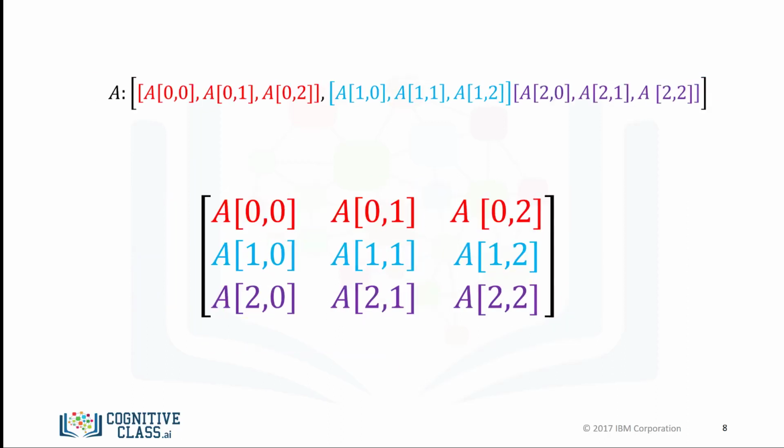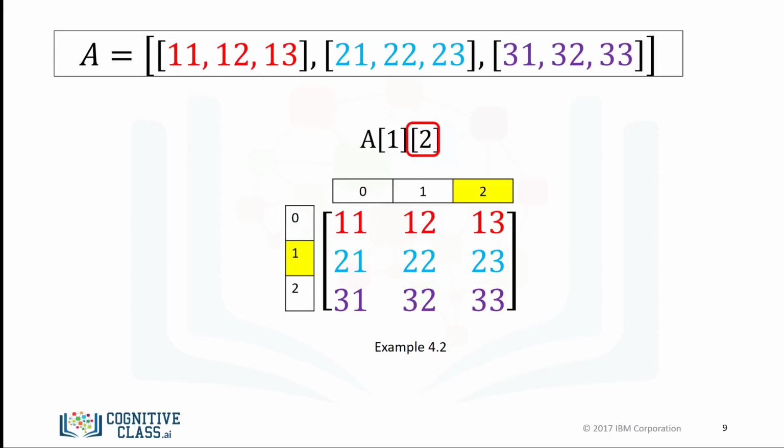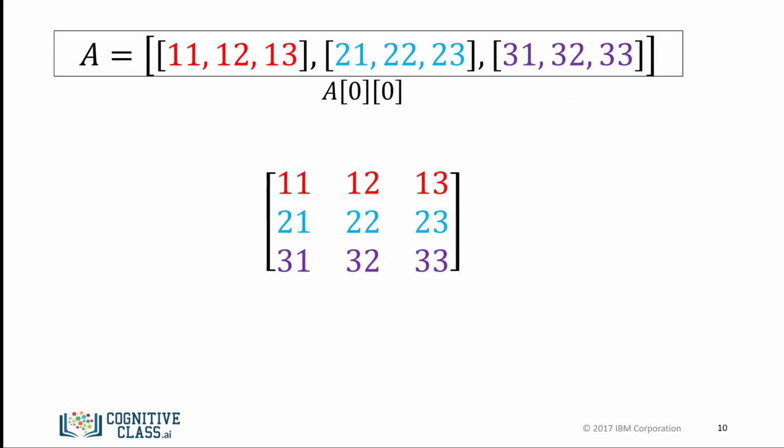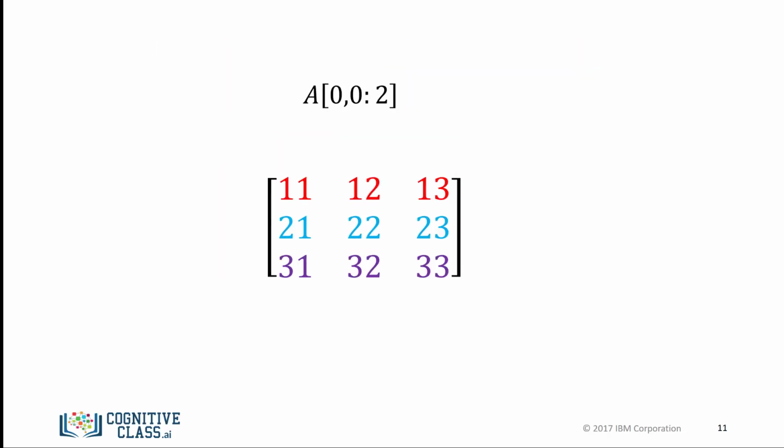We can also use a single bracket to access the elements as follows. Consider the following syntax. This index corresponds to the second row, and this index the third column. The value is 23. Consider this example. This index corresponds to the first row, and the second index corresponds to the first column, and a value of 11. We can also use slicing in Numpy arrays.